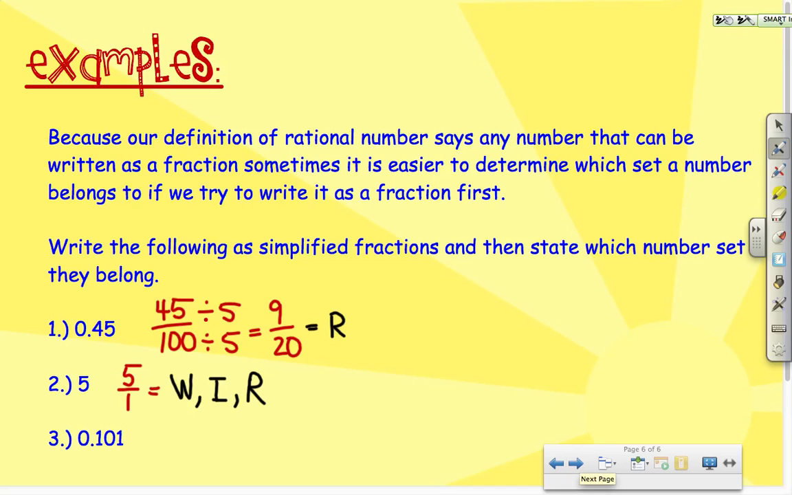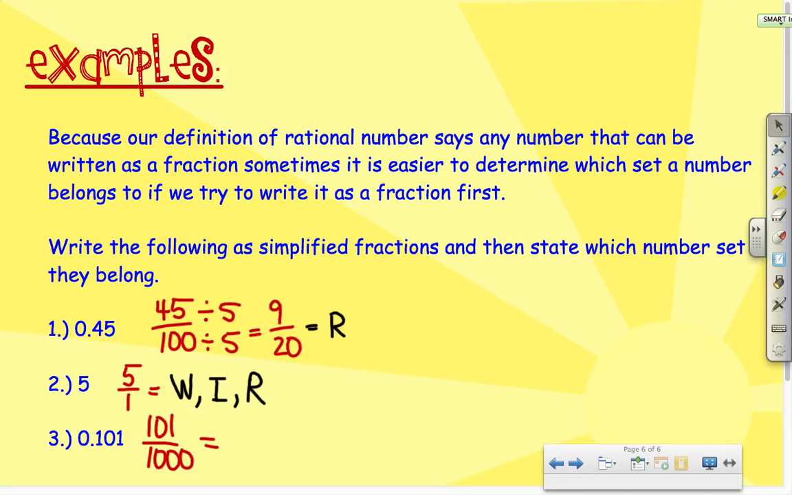Okay, now we're looking at 101 thousandths. So I'm going to write it just like that. 101 thousandths. Now, I can't simplify that because 101 is a prime number. So that means nothing can divide into it. So 101 and 1000 have no common factors. So we're going to leave that just how it is.